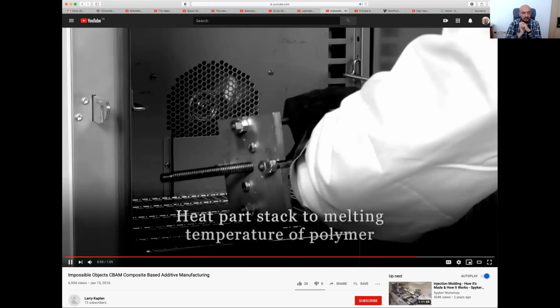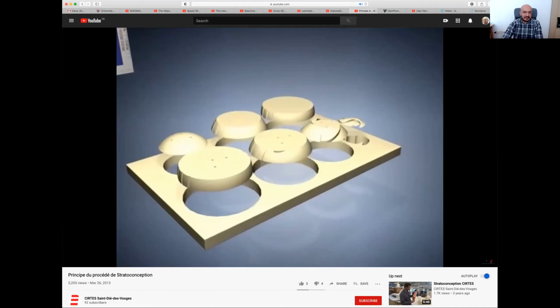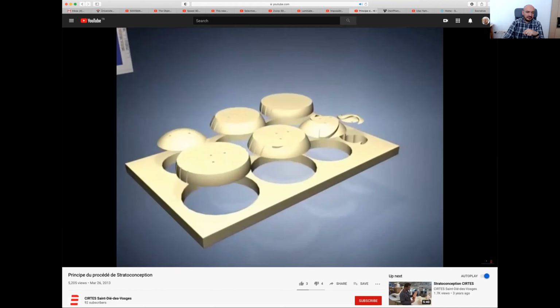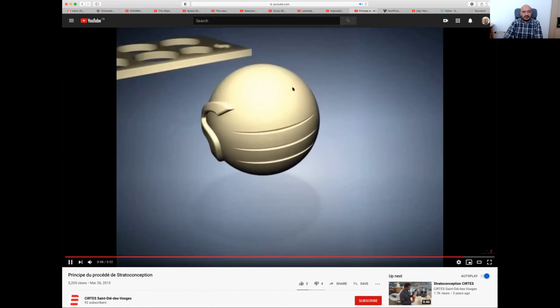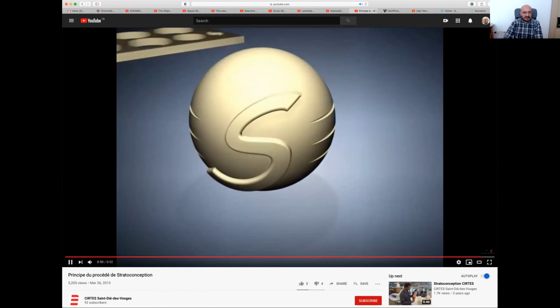Still, we can consider this one also as an additive manufacturing system. This part, let's consider this part here, is obviously a subtractive operation, but the overall approach is an additive manufacturing paradigm.